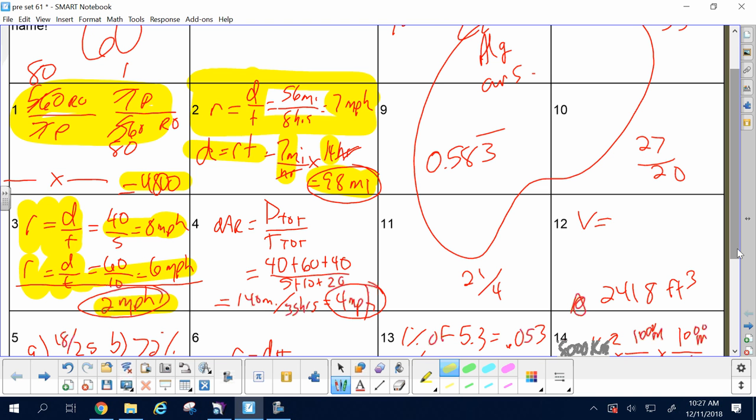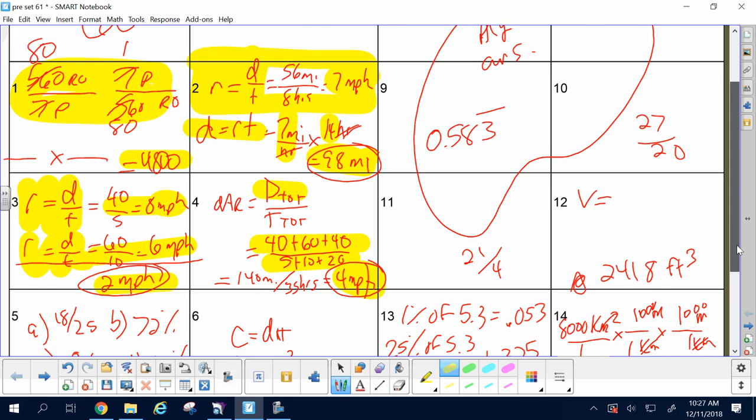Four was a bit funky. If you had three different parts of your trip and you wanted the average rate, you could not average the average. Instead, you needed to find total distance. The total distance is 40 miles, 60 miles, and 40 miles. Total time is 5 hours, 10 hours, 20 hours. Altogether, then, 140 miles and 35 hours means an overall average rate of 4 miles per hour. You did have to have units.